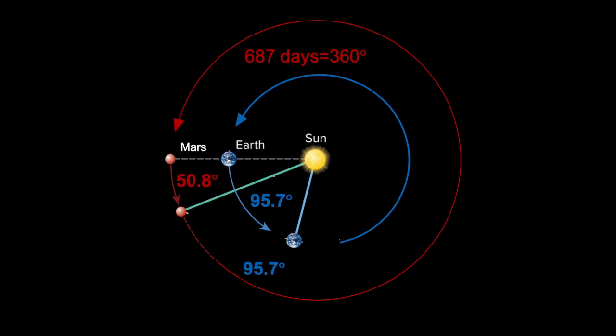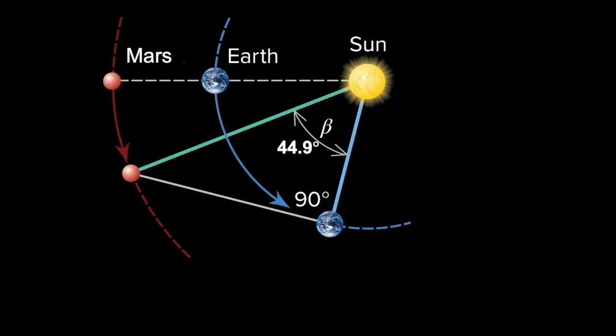So if I take the 95.7 degrees, subtract away the 50.8 degrees, I get 44.9 degrees. That's the angle that I was hoping to find. Now I have a triangle that I can solve. Remember that we wanted to find the Mars-Sun distance, which we'll call D, and I knew the Earth-Sun distance is 1 AU.